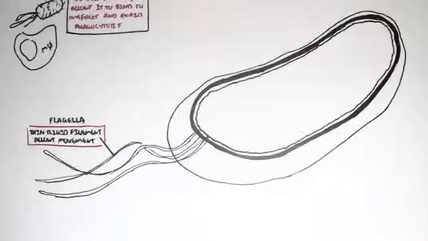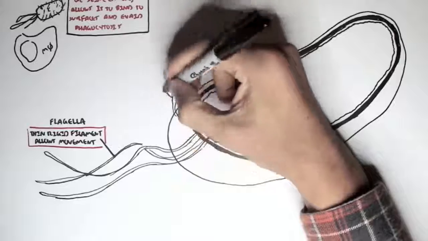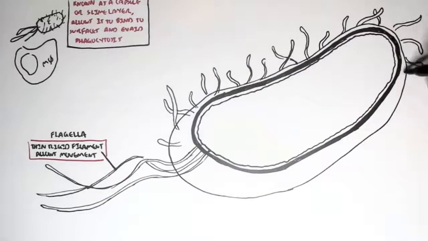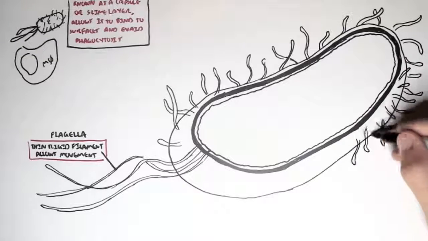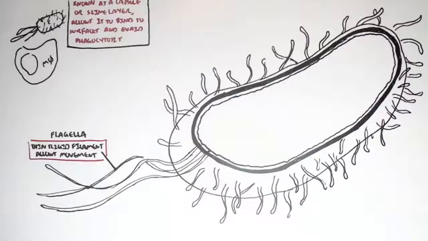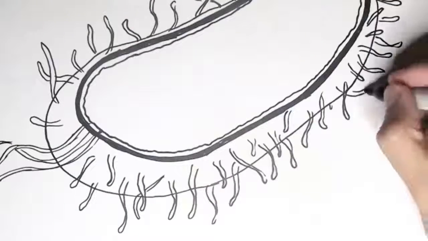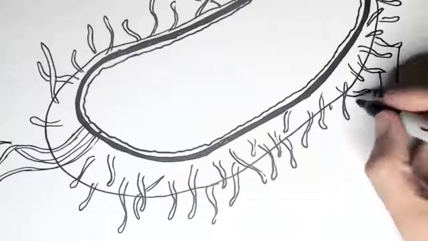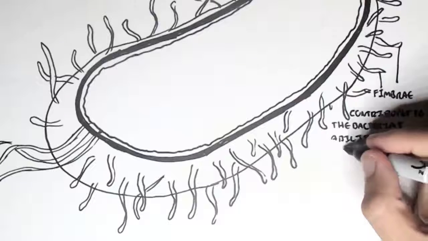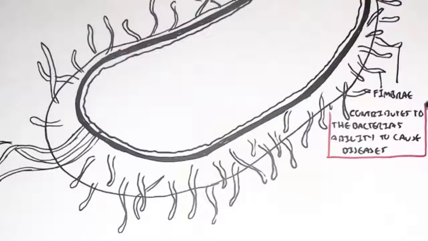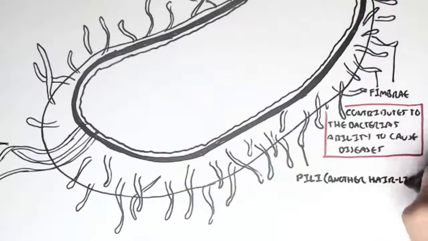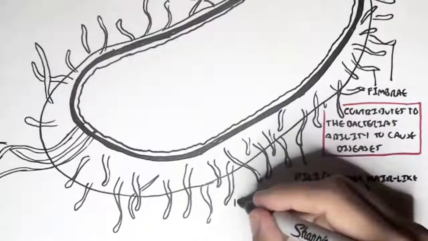Bacteria can also possess hair-like appendages coming out of their surface. There are two types of hair-like appendages, fimbriae and pili, and these are sometimes used interchangeably. A pilus is typically shorter than a fimbria, but they essentially do the same thing. The fimbriae contribute to the bacteria's ability to cause disease by binding onto the surface of a cell in our body, for example. And this can also be done by the pili.